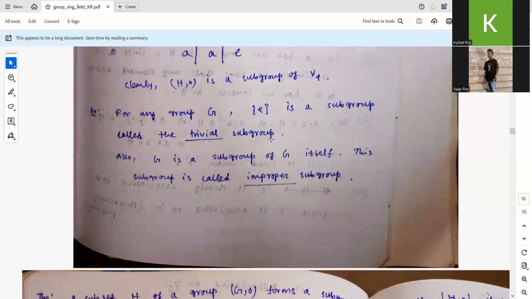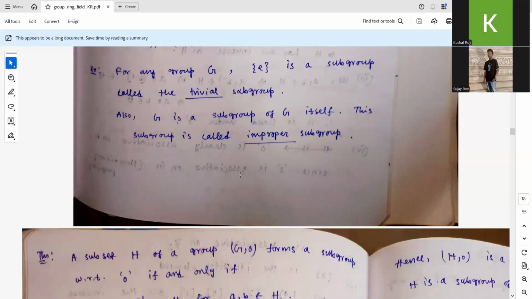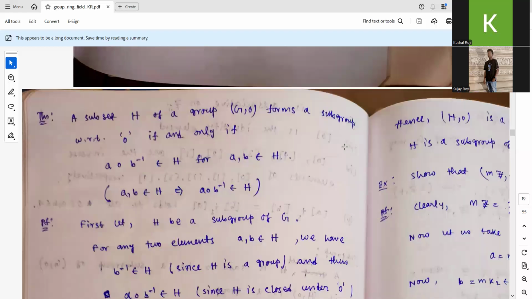Also, if you consider only the identity element from any group, this identity element alone forms a 1-point subgroup. It is called the trivial subgroup. Also, any group is a subgroup of itself. It is called the improper subgroup.